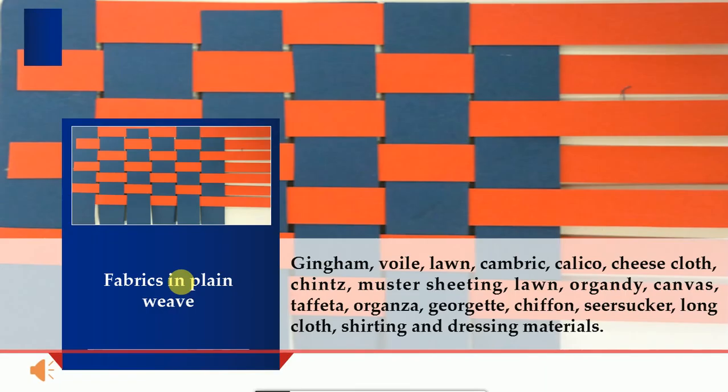Gingham, voile, lawn, cambric, calico, cheesecloth, chintz, mull, sheeting, lawn, organdy, canvas, taffeta, organza, georgette, chiffon, seersucker, long cloth, shirting and dressing materials.